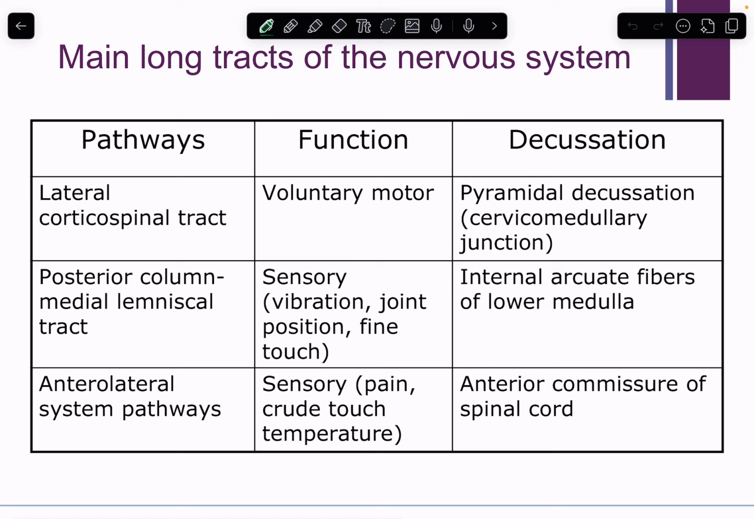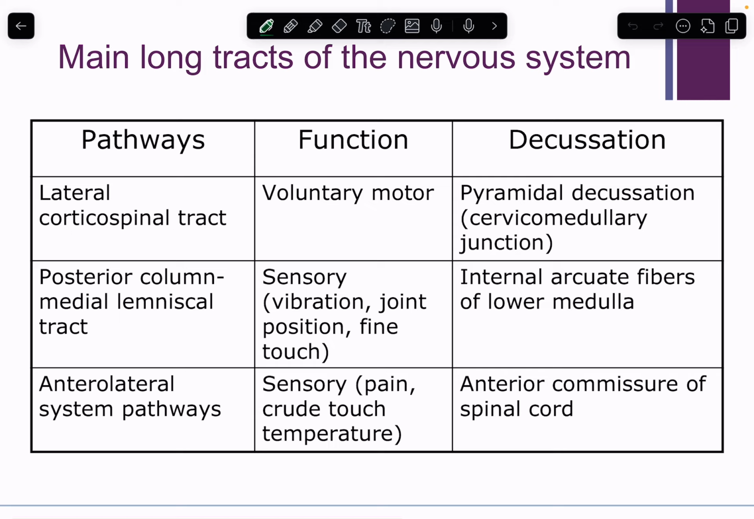So decussation is essential because it results in contralateral or opposite side control and sensation, meaning that the left side of the brain processes sensory input and controls motor functions for the right side of the body, and of course vice versa. This crossing occurs at specific points within the pathways of major tracts in the nervous system. So let's have an overview of the decussation and function of the primary long tracts.